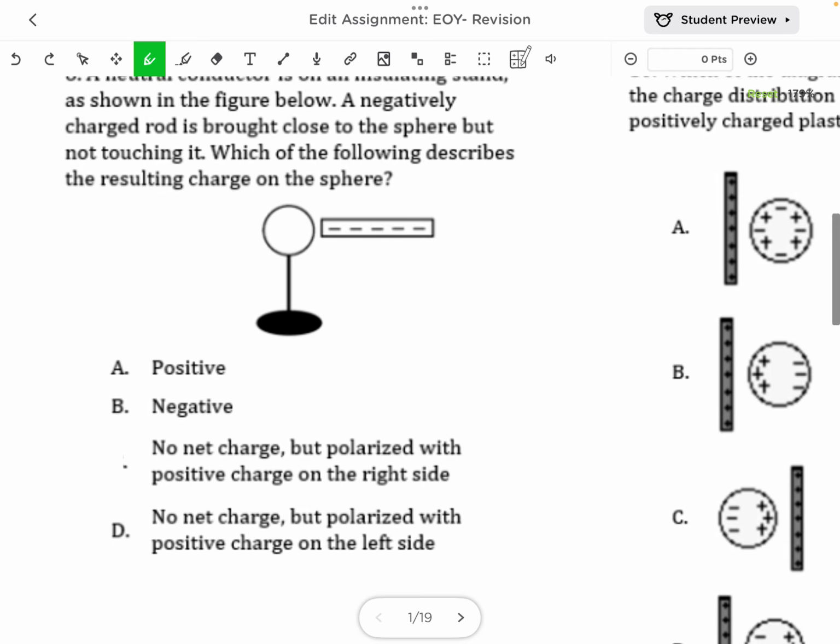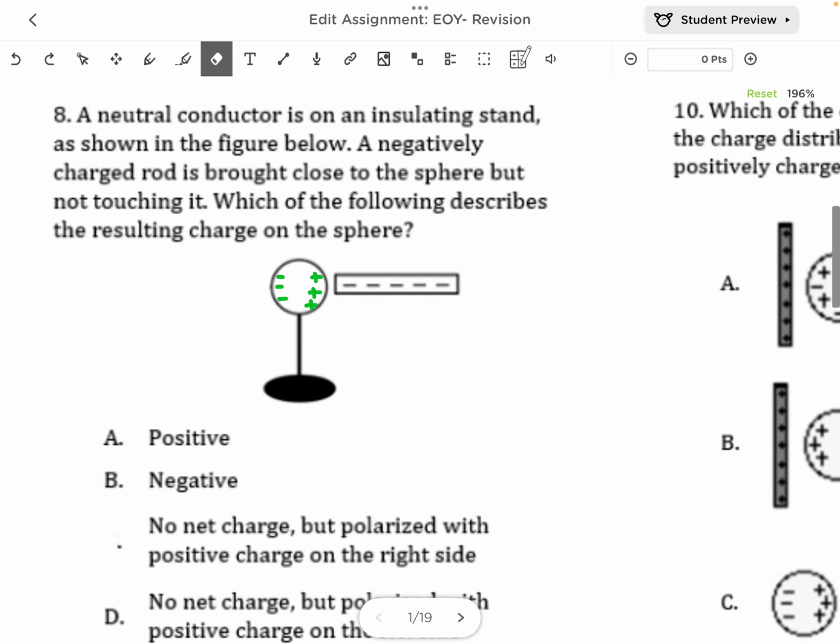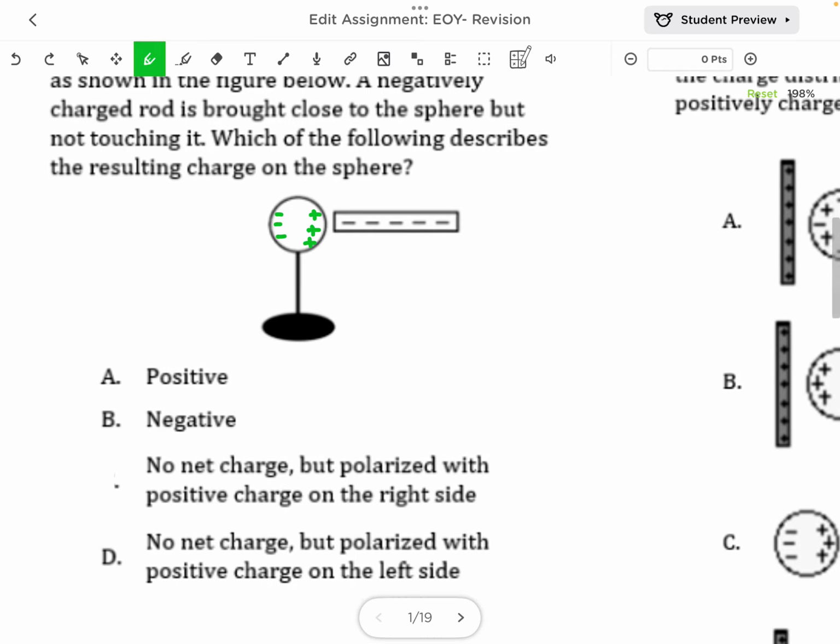So what will happen? Eventually, the negative charges will be pushed to the left, leaving positive charges in front of the rod. So we did not charge it; there was no transfer of electrons. There is only a redistribution of the charges. Which of the following describes the resulting charge on the sphere? There is no resultant charge on the sphere.